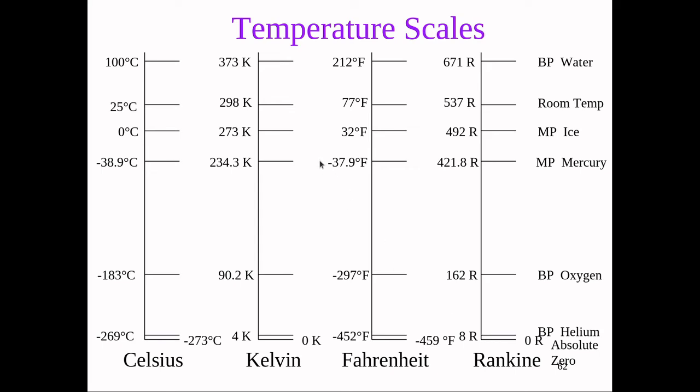If we take a look at the temperature scales next to each other, we also have some values here that kind of give us some sense of how cold things are. So 100 degrees Celsius is here. This is the boiling point of water. On the Kelvin scale, we'll add that 273, so it would be 373 degrees Kelvin.